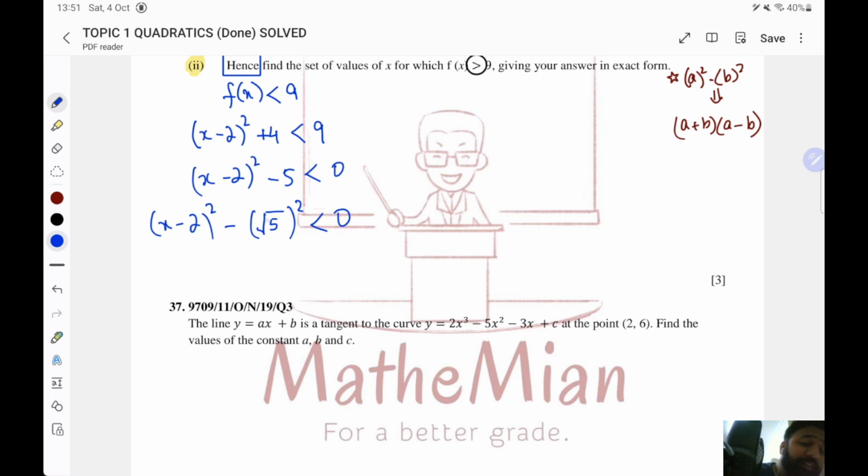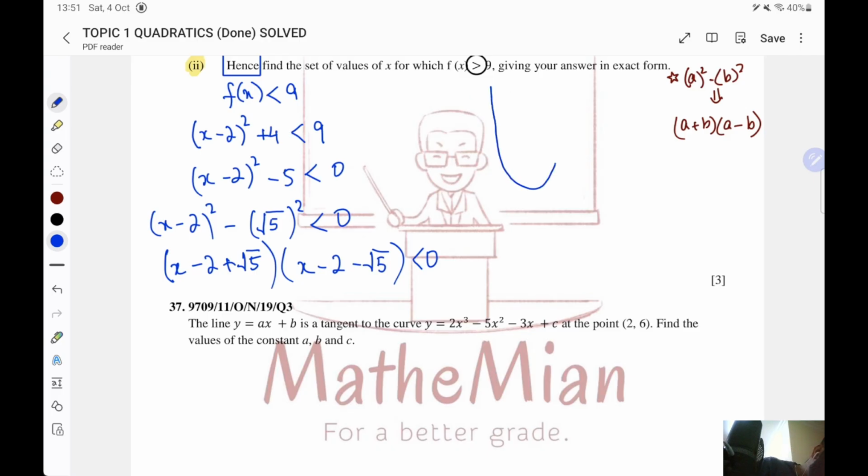But now this looks like the identity a square minus b square. Once we add them like this, and the other time we subtract them like this. I hope this is clear so far. Now we will sketch the graph. Let's sketch.